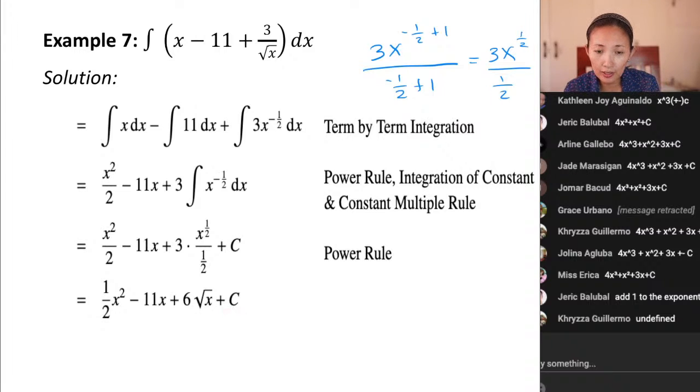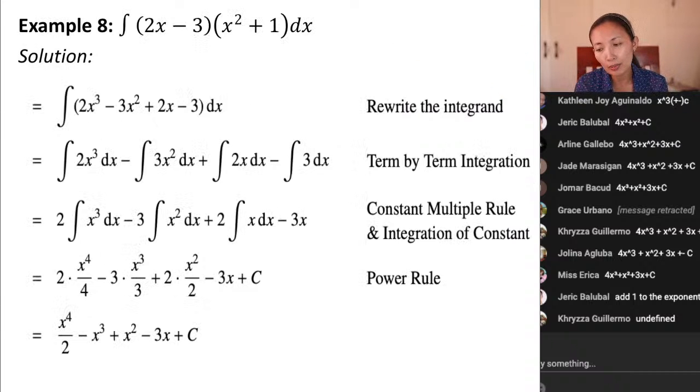Are there questions at this point? Wala pa naman siguro. Now, we proceed to the next, number 8. How about if we have the integral of 2x minus 3, a product, 2x minus 3 and x squared plus 1 dx.